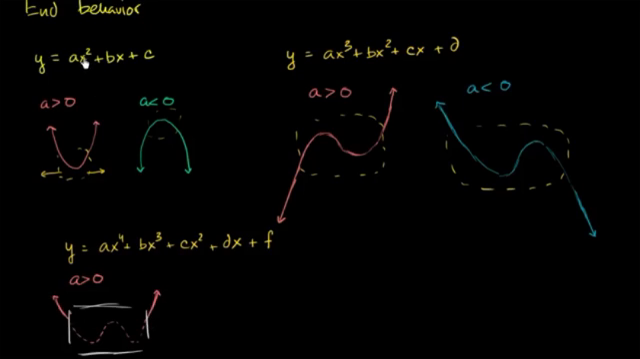And the reason why, when you raise something to the fourth power, or raise anything to any even power, as long as a is greater than 0, for very large positive values, you're going to get positive values.